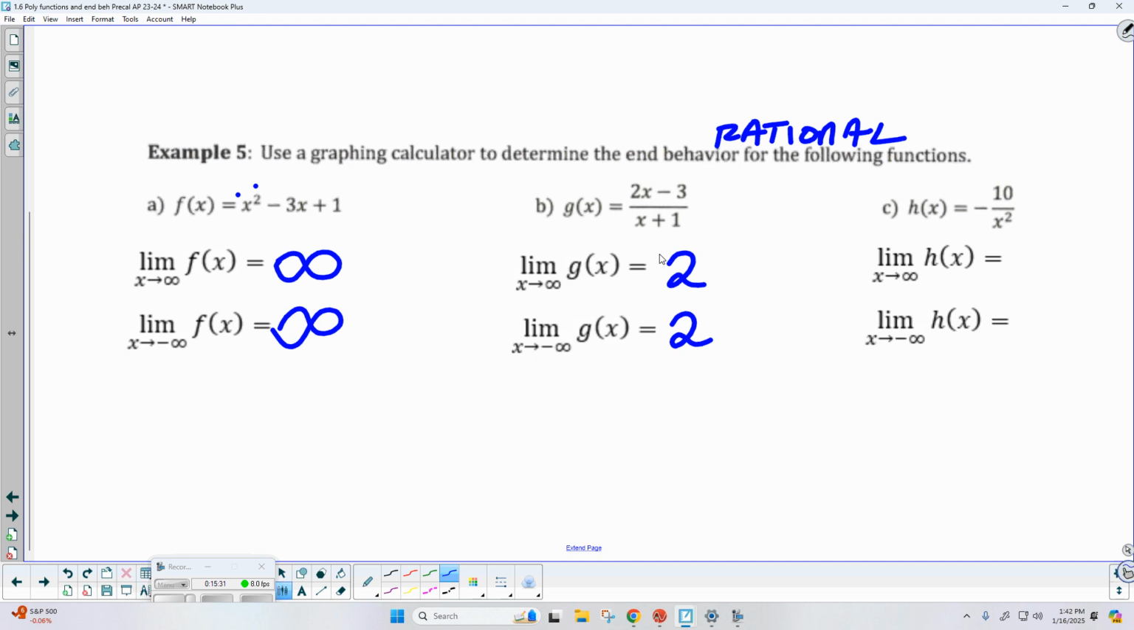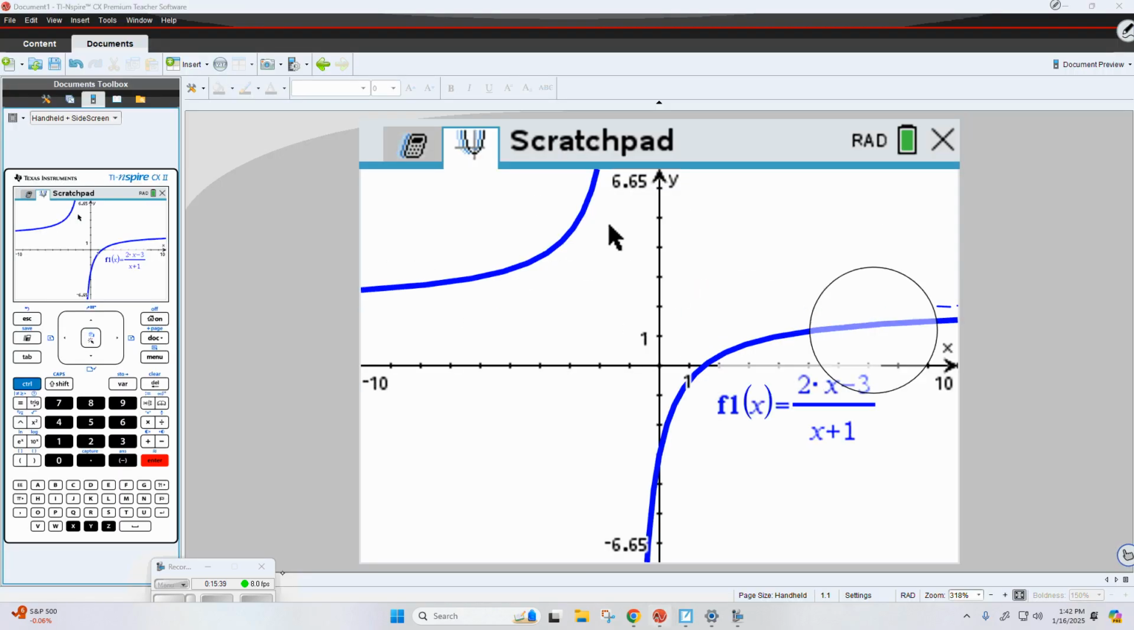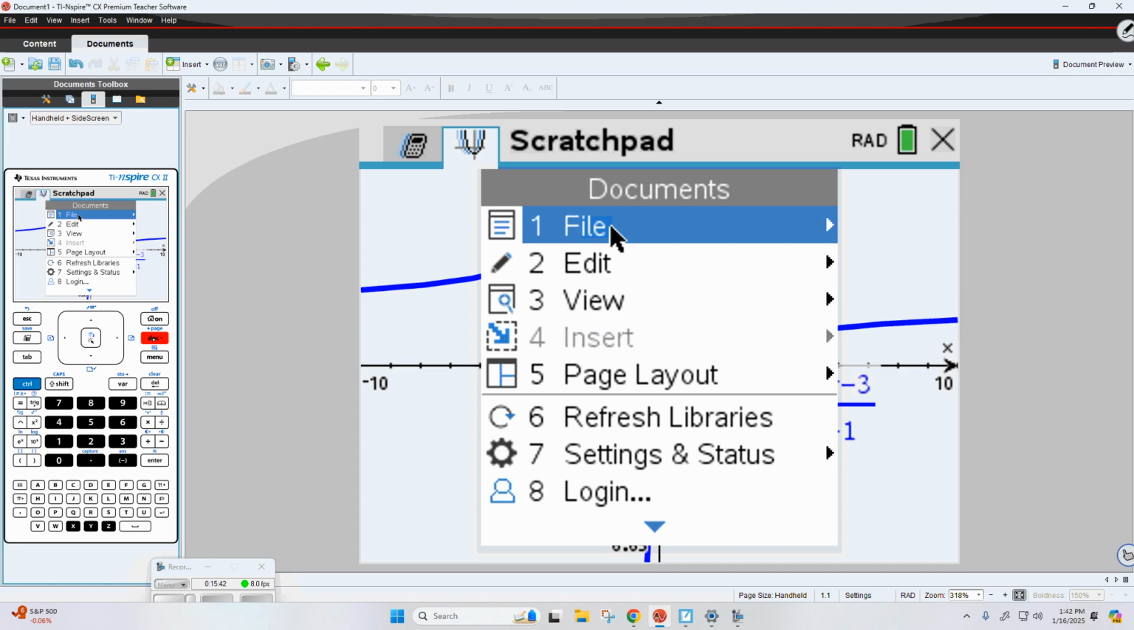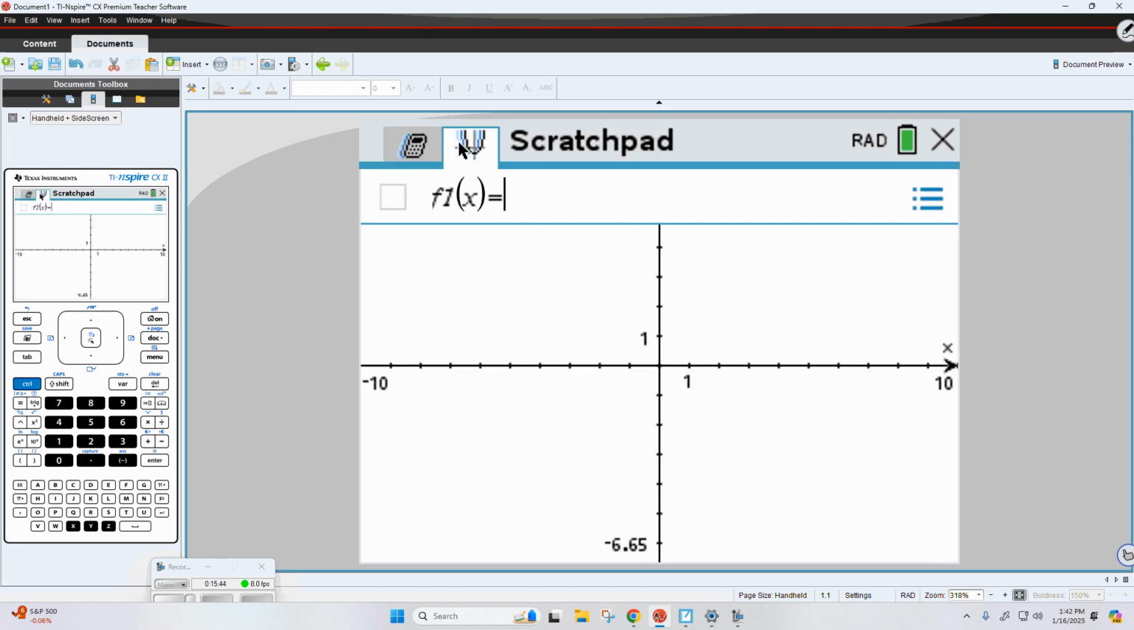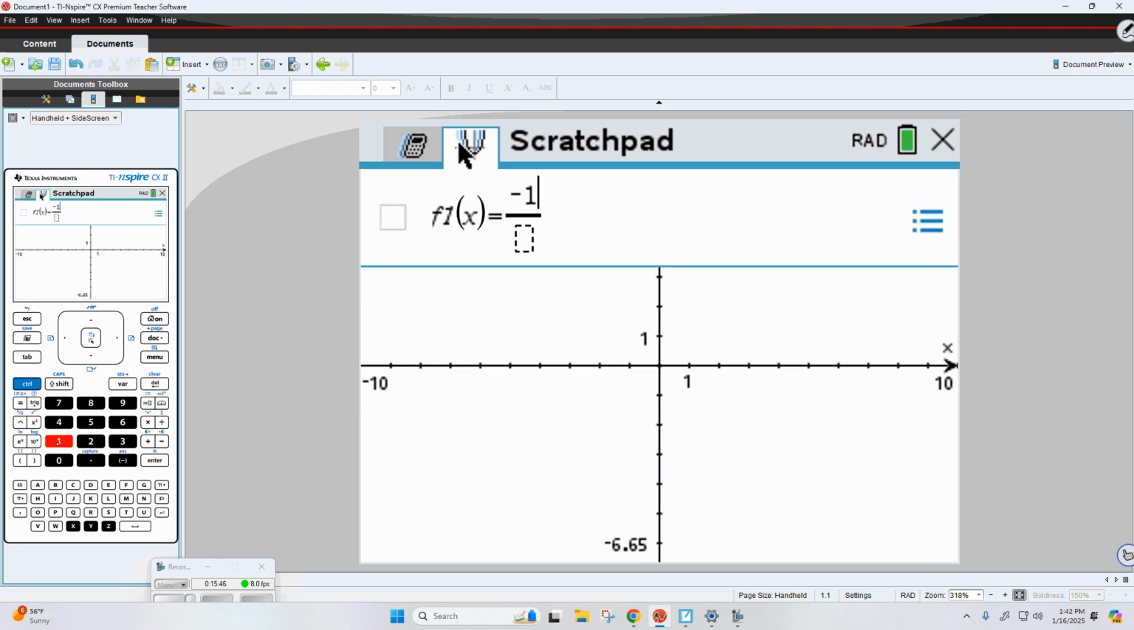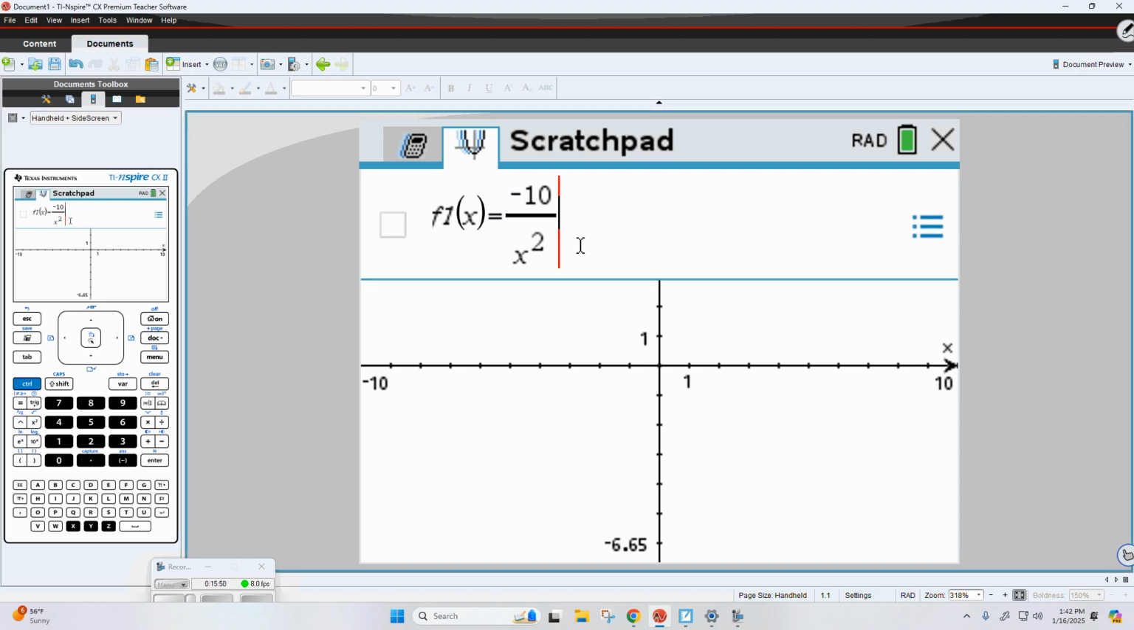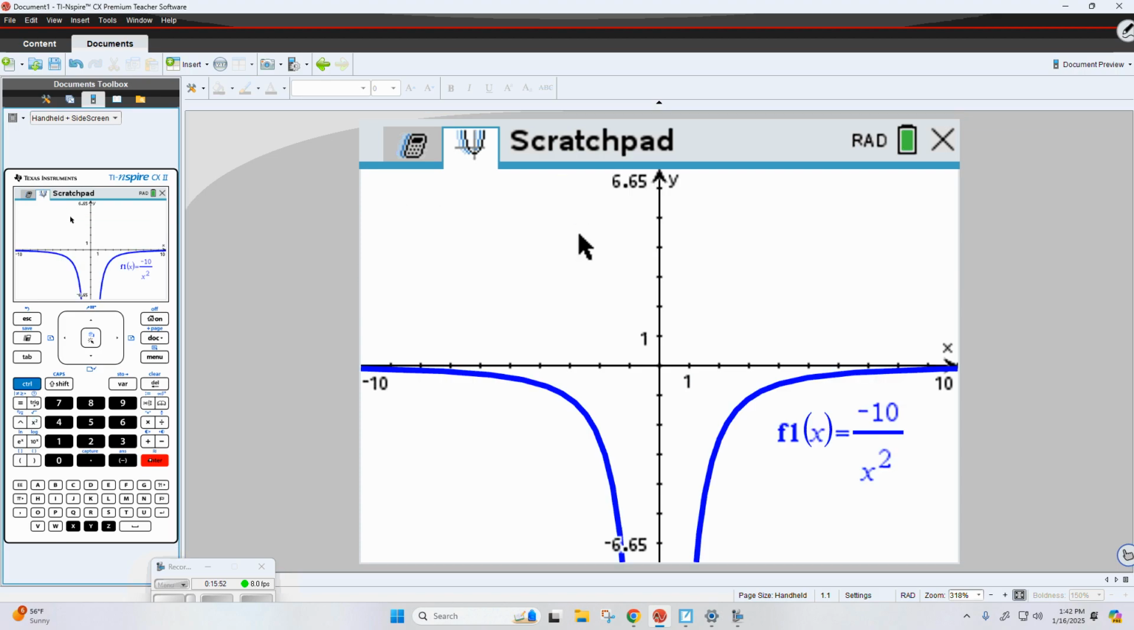All right, so with this in mind, let's try C. So we're going to have the negative 10 over x squared. Okay, so let me erase this real quick. Document B. Okay, control divide. We got a negative 10 over x squared. Okay, here we go. I'm going to push enter. So here is the rational function, negative 10 over x squared.